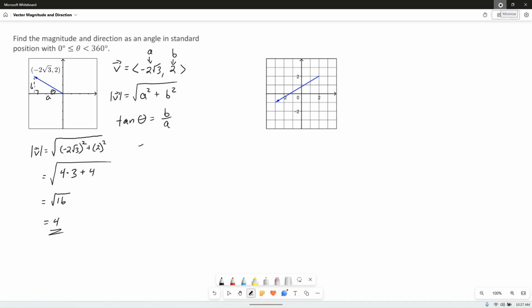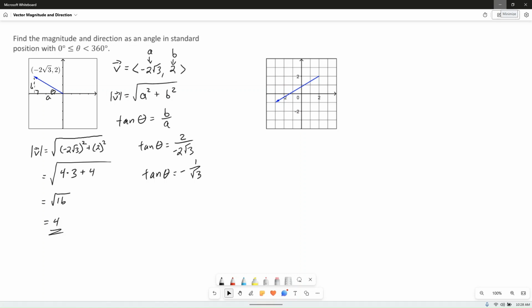And to find the direction, we have the tangent of theta is b over a. Again, b is 2, and a is -2√3. And the 2's are going to cancel. So we have tangent of theta is equal to -1 over the square root of 3. So we can use our right triangle trig, we can use our unit circle to figure out what theta is. Tangent is 1 over the square root of 3 in magnitude at any of the pi over 6 angles. Okay, so pi over 6, 5 pi over 6, 7 pi over 6, and 11 pi over 6.